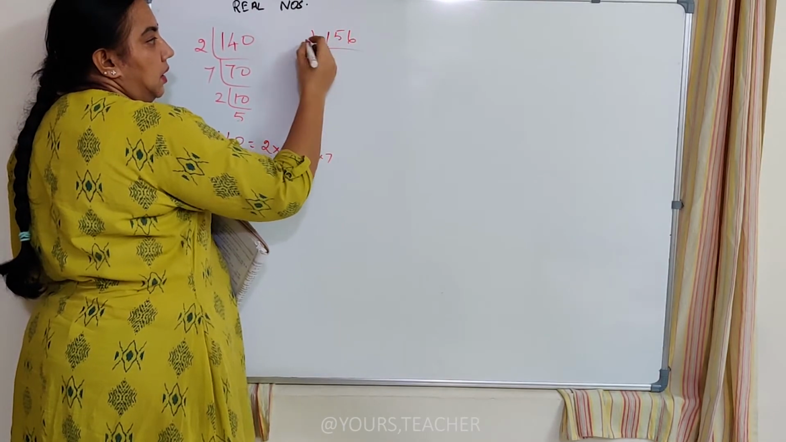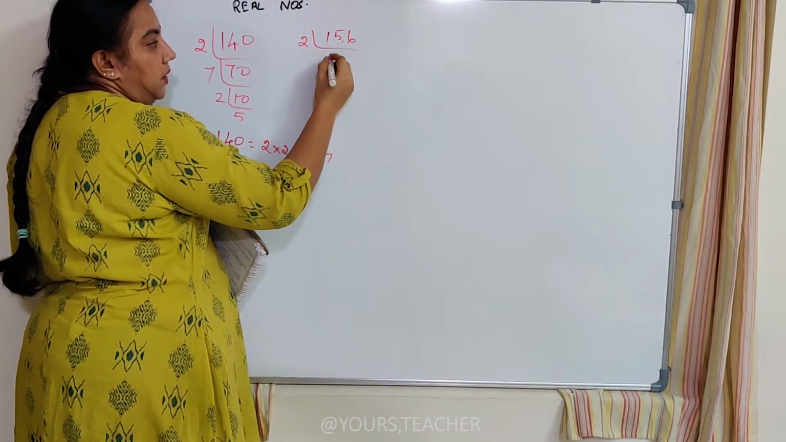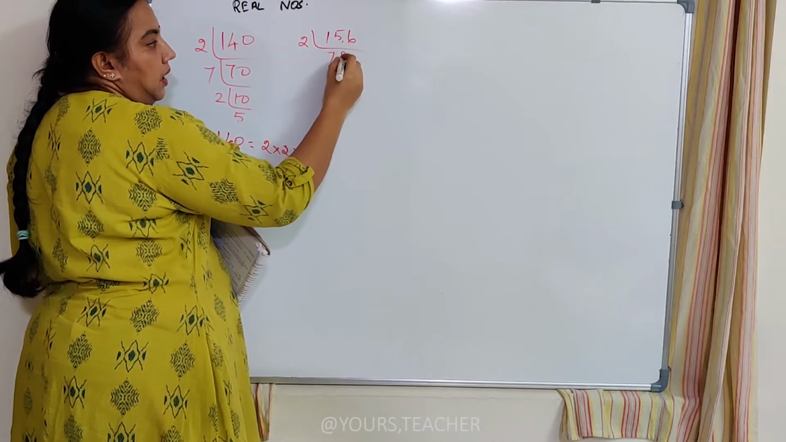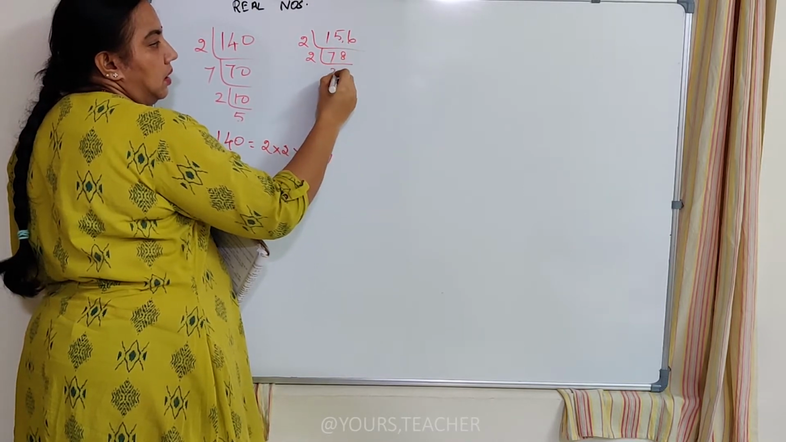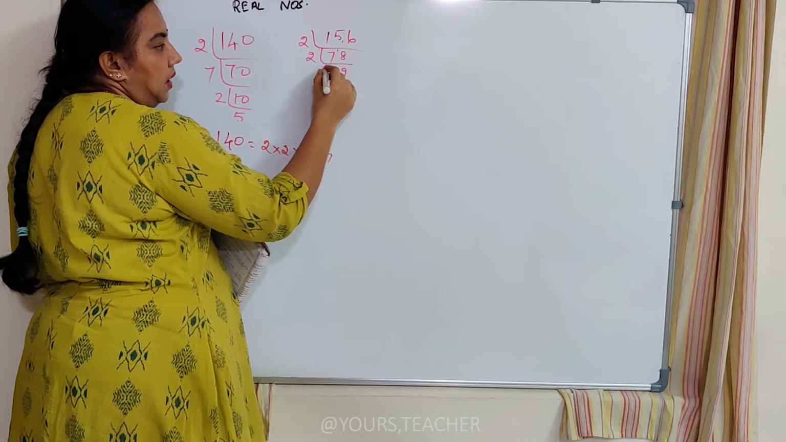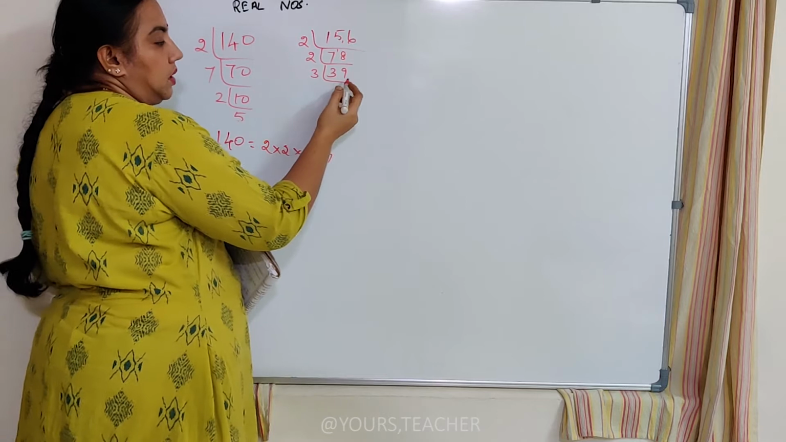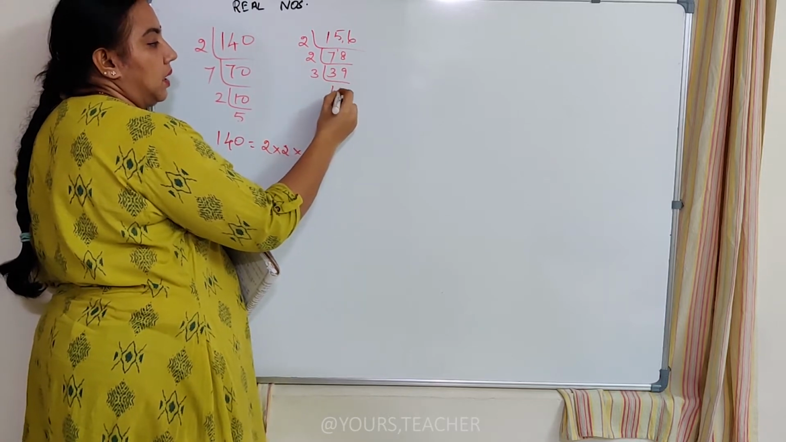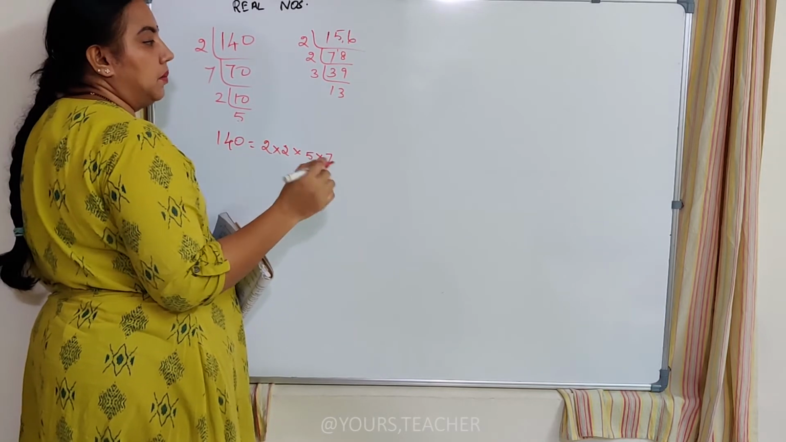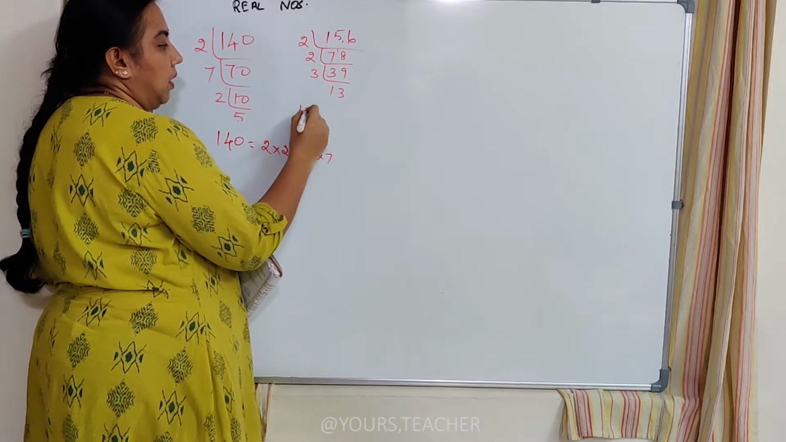156. I do prime factorization. I take the first two numbers, 15, 7 twos, remainder 1, and then 16, 2 eights. 3 times 3 is 9. I'll do it with the 3 table because it's ending with 9. So I'm using the 3 table. Then I get 13, and 13 is a prime number. So I end it with it.